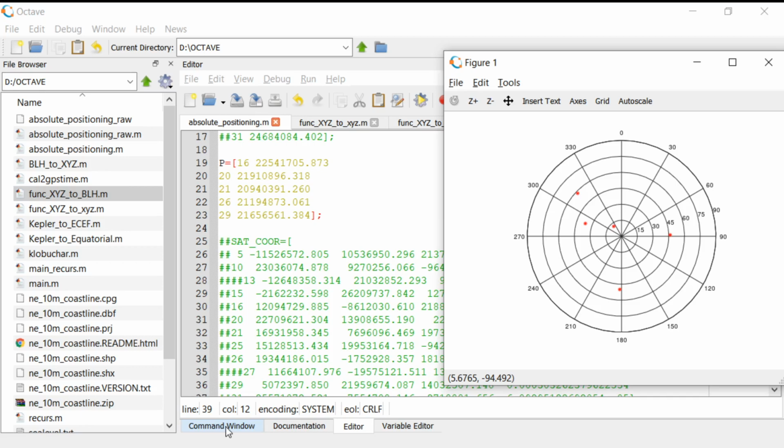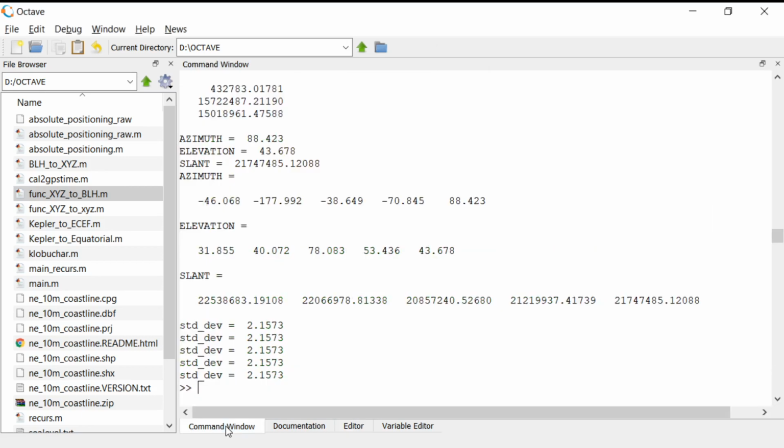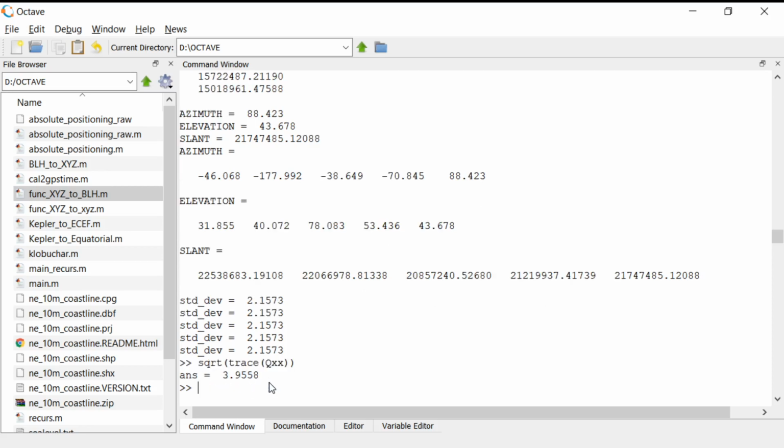Now let's compare the PDOP and GDOP values: positional dilution of precision and geometric dilution of precision. The geometric one is the trace of QXX, and I should take the square root of this trace. In this case, as you see, it is around the value of 4. In our previous case with 13 satellites, we had obtained a value of around 1.6, as you recall.